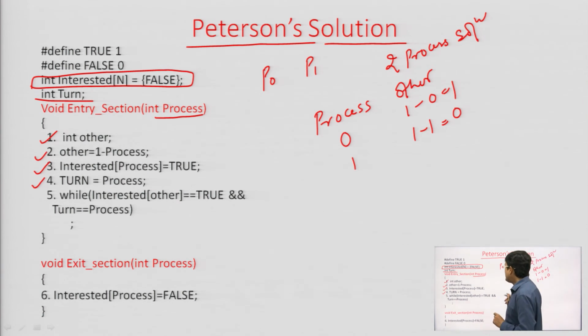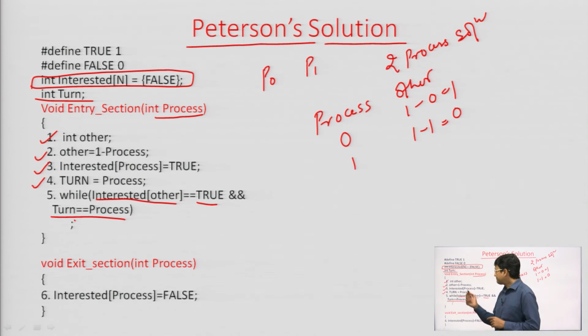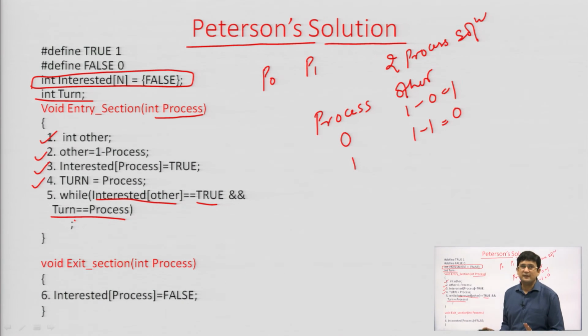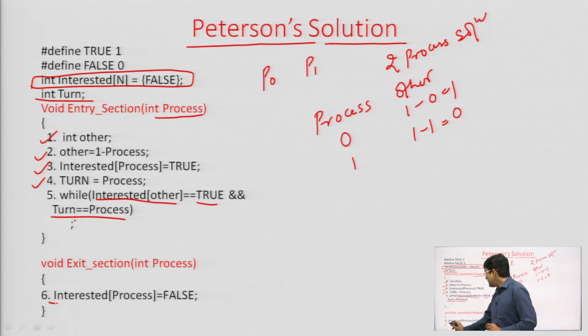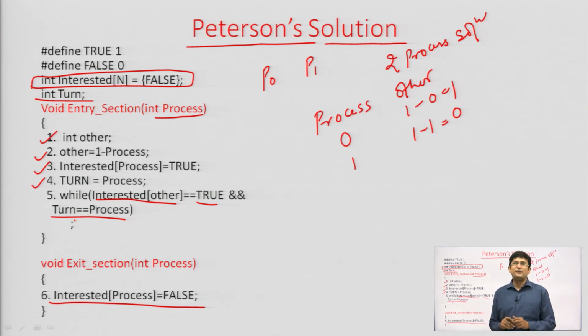Now, let us check if the interest of the other process is true and turn is equal to process, meaning both conditions should be satisfied at the same time. If the interest of the other process is true and the turn is of the current process, then keep waiting. But if either of these two conditions is not satisfied, enter the critical section. And what to do in the exit? You just have to set the interest of the current process as false.